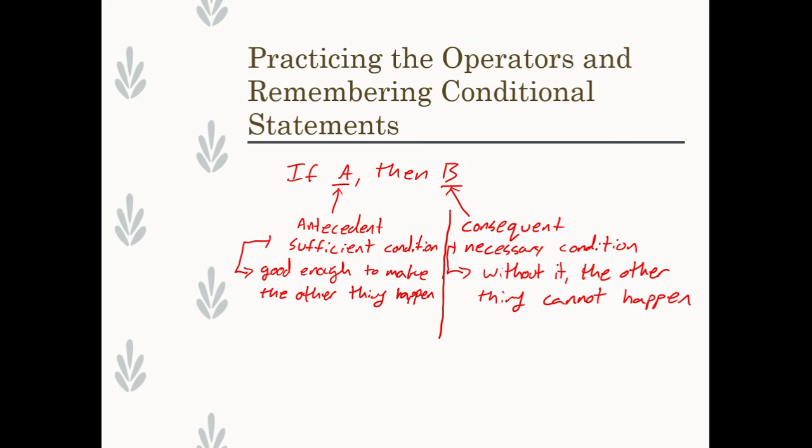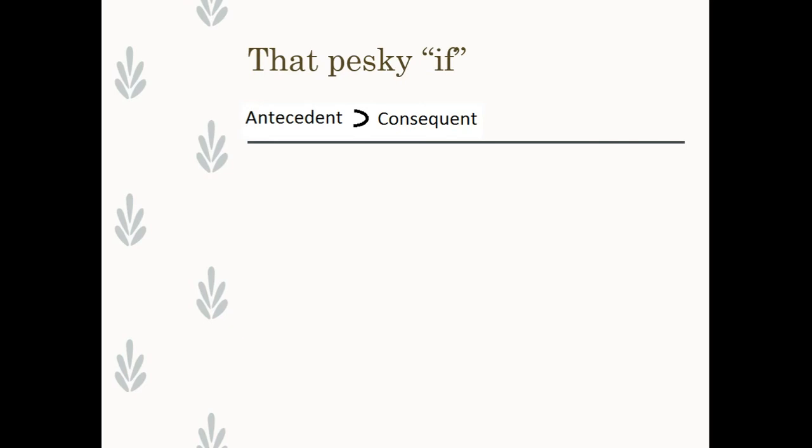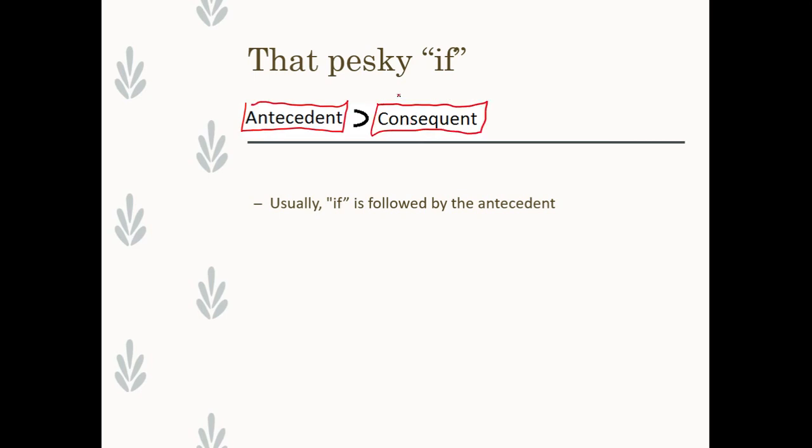Okay, let's move on to the next slide. We have a little bit more to do with conditional statements now. So that pesky "if". The way conditional statements are always going to be set up is you have your antecedent on the left side of your horseshoe. Your consequent will always be on the right side of your horseshoe. So be sure you're clear on that. The antecedent will always be on the left side of the horseshoe. The consequent will always be on the right side of your horseshoe.